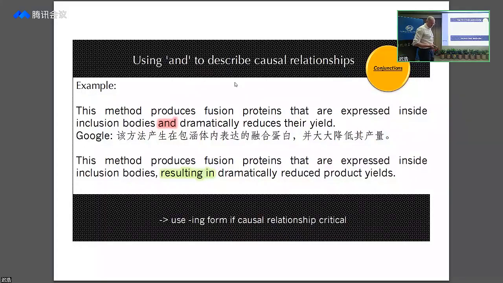Resulting, so the -ing form, maybe here is better. So if you start a new sentence, you say, as a result, the yields are dramatically reduced. It's a very short sentence, so it's maybe not necessary to break this up. In this case here, you can probably go with "resulting in". Use "as a result" if you have a long sentence, if there's two or three lines of argument or description of the consequences following your initial description. So this is how you should describe causal relationships.